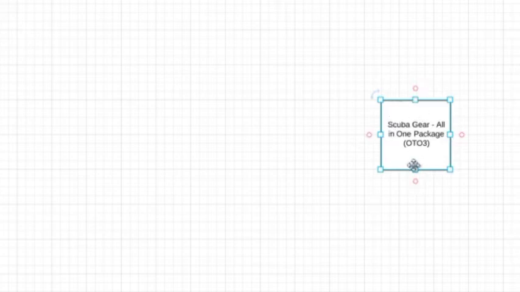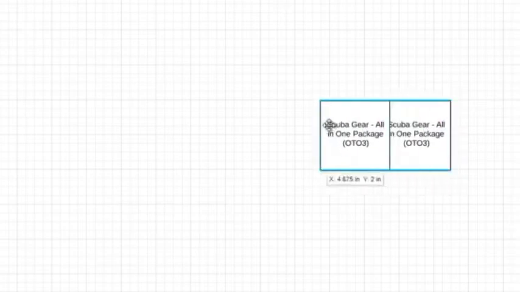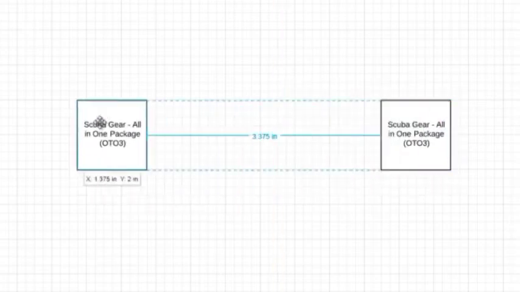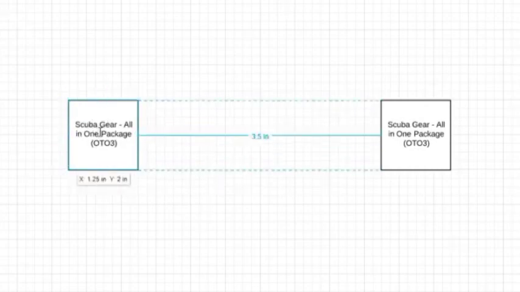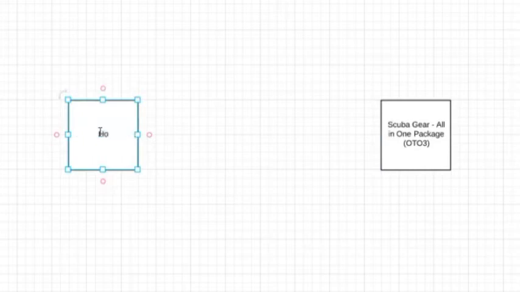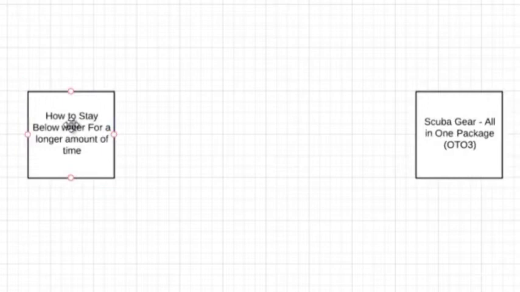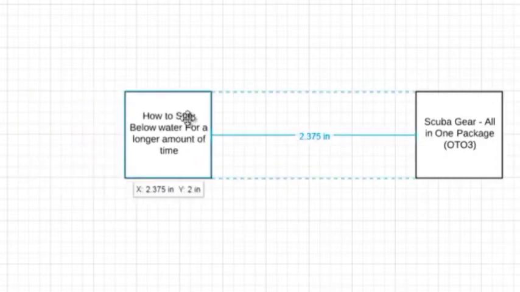So if that's the unique selling proposition of your product, then maybe down the line here, you could have a lead magnet that talks about something like how to stay below water for a longer amount of time. We haven't really figured out, is that going to be our lead magnet? Is that going to be our front end offer or anything like that? What I want you to do is just splat that on the paper.